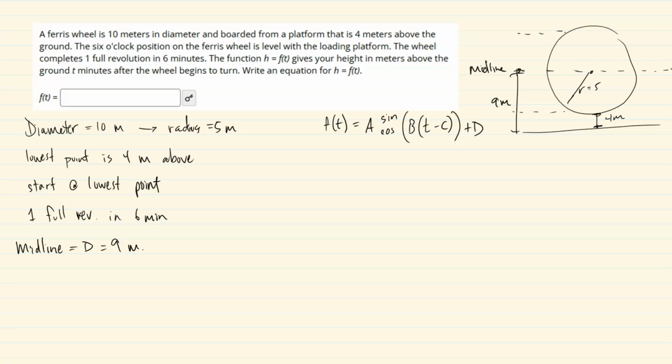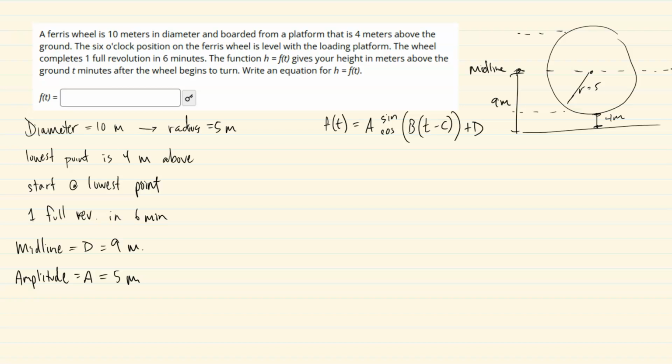Okay. Now, the amplitude, we can figure that one out very similarly. Amplitude, which is equal to the a value. The amplitude is quite simply the radius. It's the distance between the midline and the top or the bottom of the sine or cosine function. So that is actually the radius, 5 meters.